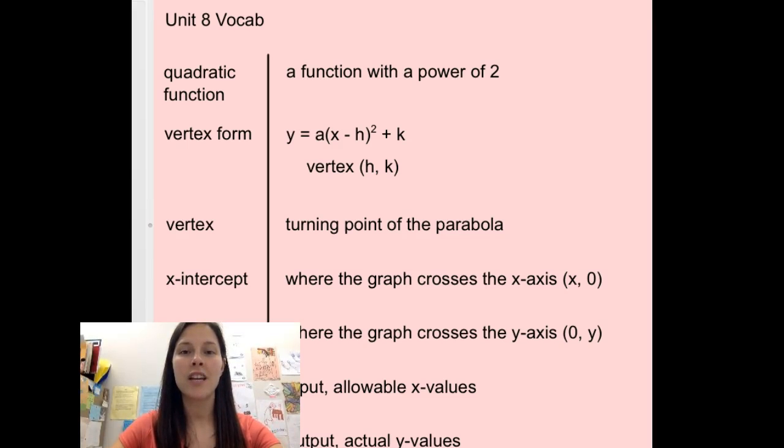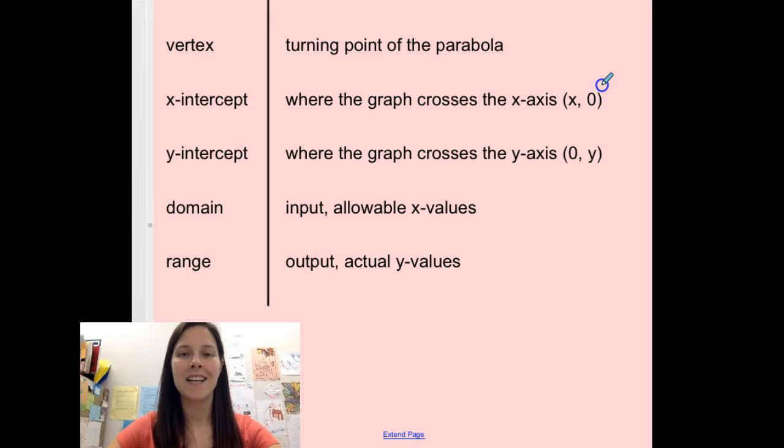As we saw yesterday, quadratic functions have a vertex or a turning point. Vertex form is when you can see the vertex right in the equation. So that h value gives us the x-coordinate of the vertex, and k gives us the y-coordinate of the vertex. We've already seen x-intercepts and y-intercepts with lines. We're also going to see them with our quadratic functions.